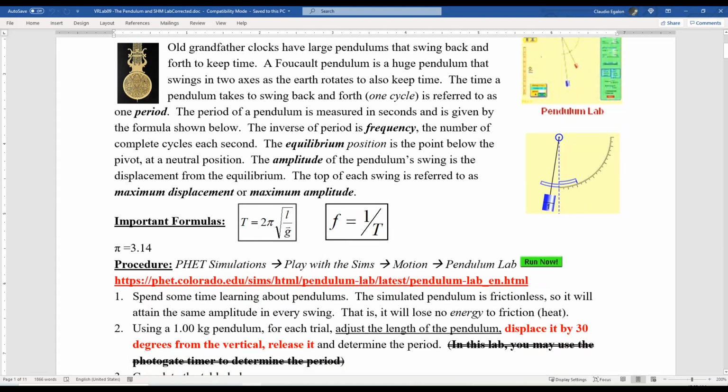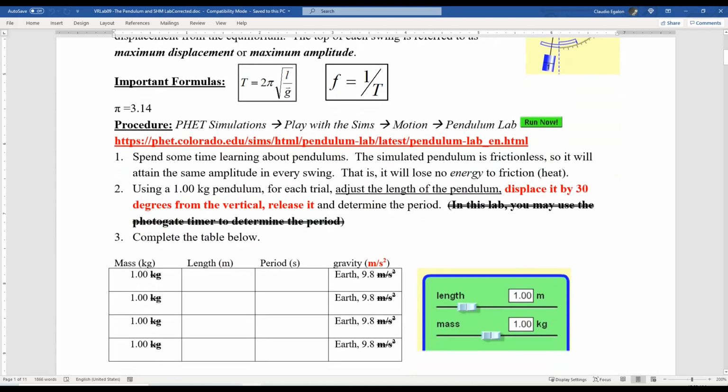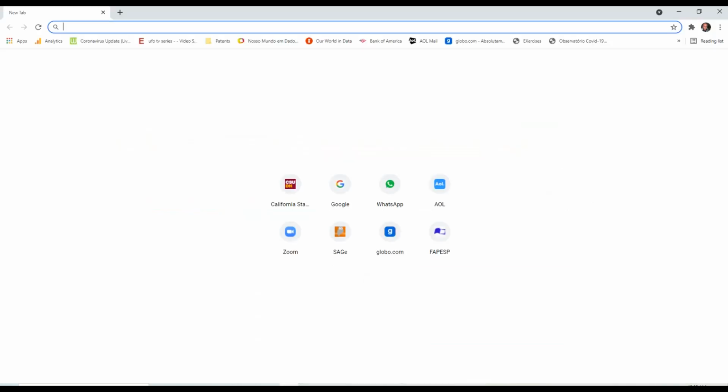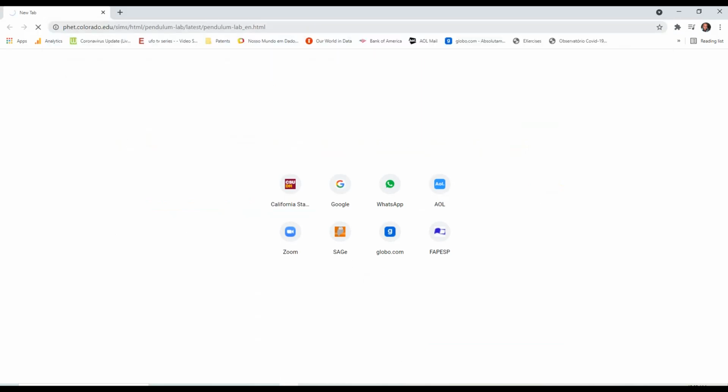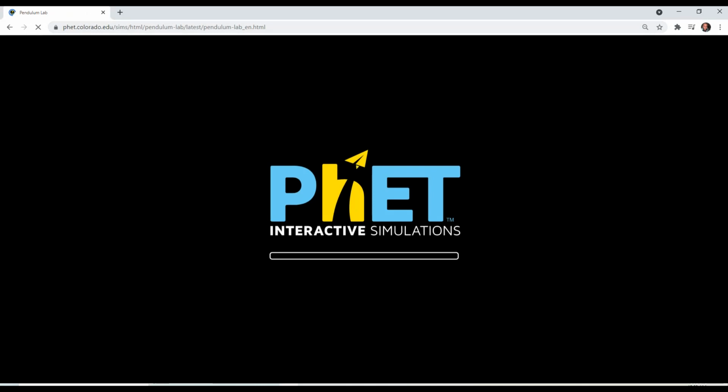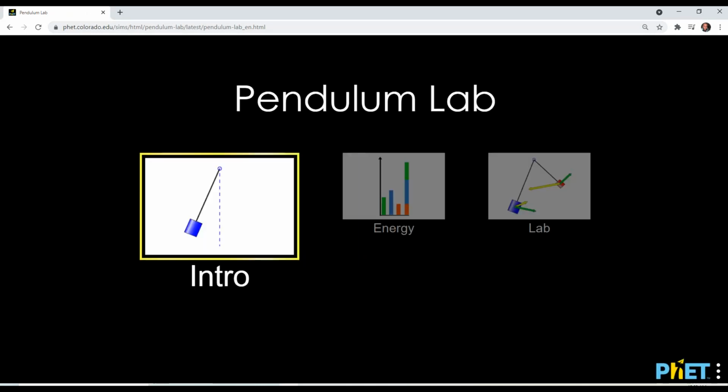So let's go ahead and look here at the link of the simulation. Okay, the link is not working, so we have to copy that link and paste it right in here. Here you go. PhET interactive simulation. Here you go.